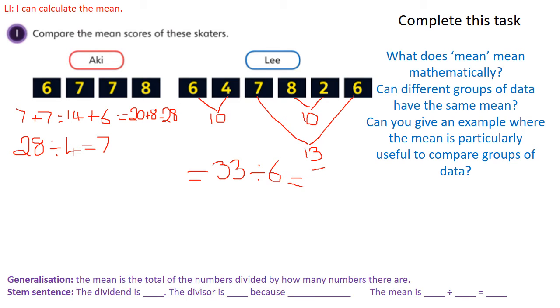Well, 30 divided by 6 is 5. And I've got 3/6 left over. Well, 3/6 is the same as 1/2. So the mean is going to be 5.5. Who did best? It was Aki, wasn't it? Aki's mean was 7 compared to Lee's mean, which is 5.5.